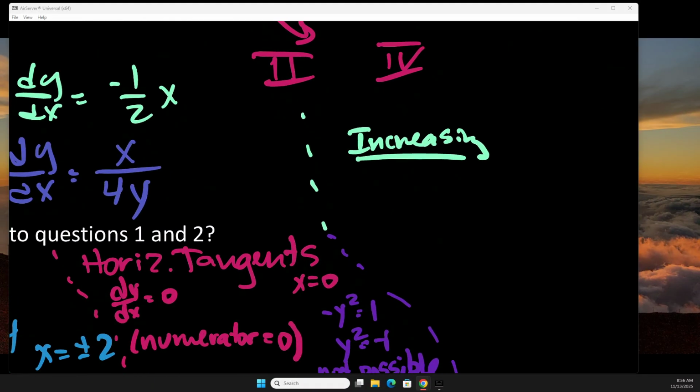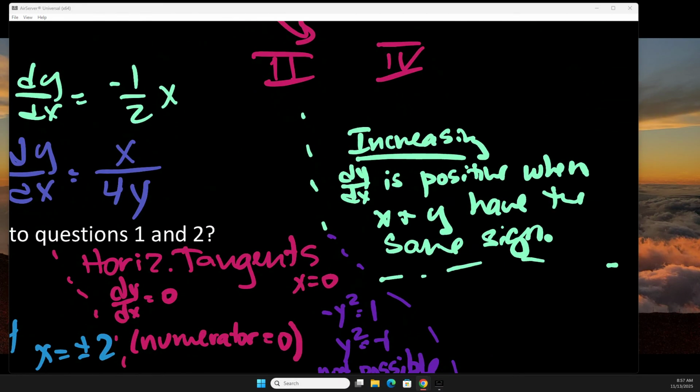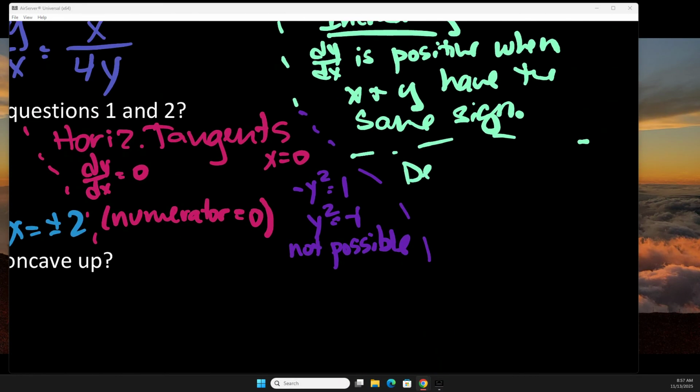Exactly. So if we want dy over dx to be positive, that happens when x and y have the same sign. So in this case, that was in quadrant 1 and 3, and then we want negative for decreasing. So it's going to be x and y have different signs.